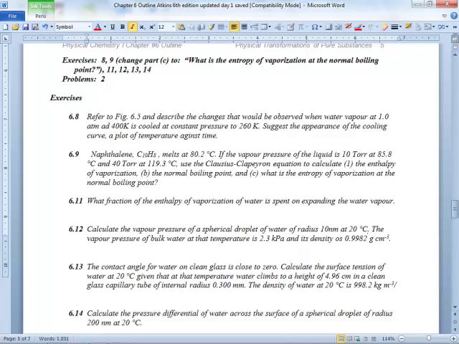Describe the changes that would be observed when water vapor at 1 atmosphere and 400 Kelvin is cooled. So find where that is on the phase diagram of figure 6.5. And you're going to cool it at constant pressure until you hit 260 Kelvin. Suggest the appearance of the cooling curve. First, I want you to describe the changes. Then suggest the appearance of the cooling curve, which is a plot of temperature and time, kind of like what we did at the beginning of the hour. How would the temperature change over time? The first part, describe what's going on. The second part, actually draw just a general cooling curve. You can probably put some numbers on there, like the 400 Kelvin and the 260 Kelvin, where there are changes going on.